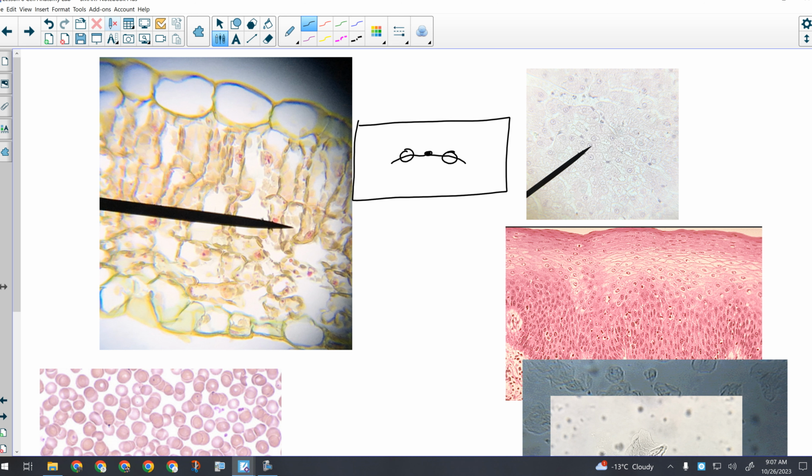Now, when you look at the animal cell, and that's what it's labeled, animal cell, it's actually stratified squamous epithelium, which is the layer of skin underneath your epidermis.